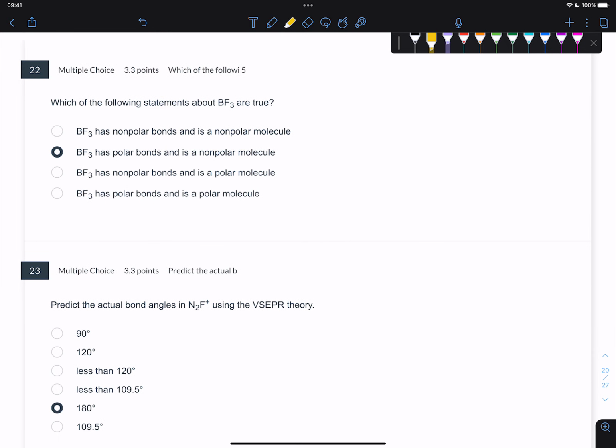22. Which of the following statements about BF3 are true? Now, boron is one of the special exceptions. Boron can be hypovalent, or it can be one of those atoms where only 6 valence electrons is okay. Because of the way, if you calculate the formal charge, let's do that. So BF3 is 3 plus 3 times 7. So there are how many valence? 24. So we draw boron in the middle, and our fluorines are on the edge.